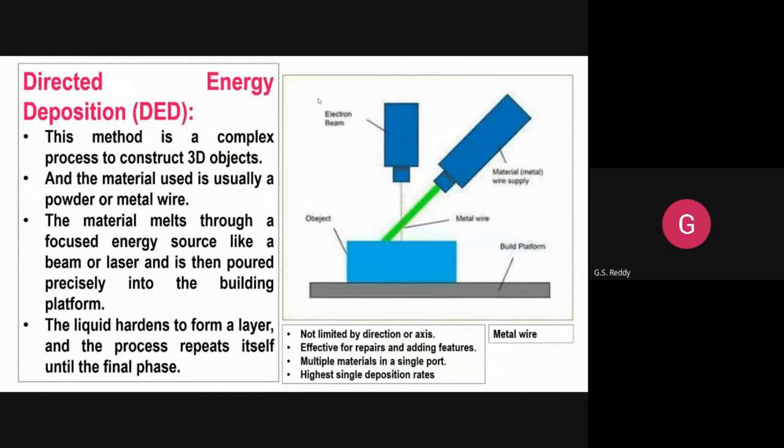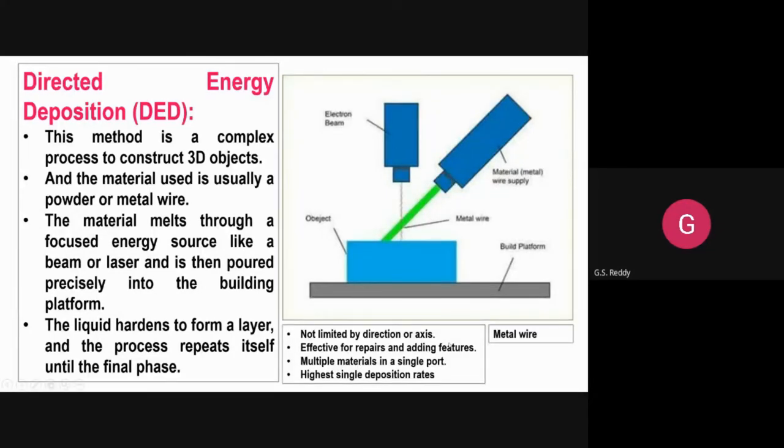Directed energy deposition is a complex process to construct 3D objects, and the material used is usually a powder or metal wire. The material melts through a focused energy source like a beam or a laser, and is then deposited precisely onto the build platform. The liquid hardens to form a layer, and the process repeats itself until the final product is manufactured. So here, this is not limited by direction or axis, and is effective for repairs and adding features.